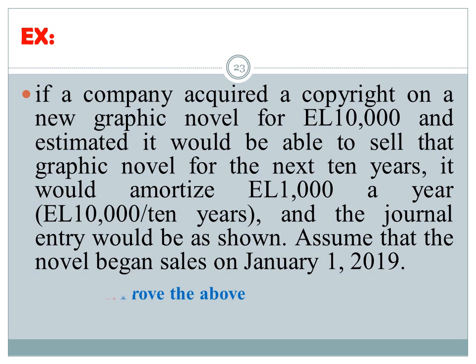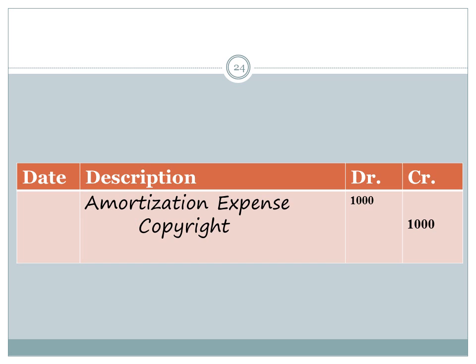So what is the entry in this case? The entry in this case will be amortization expense 1,000 in the debit side, copyright in the credit side, because copyright is an intangible asset and decreases, so it will be in the credit side. Every year we will make the same entry for the useful life of the asset.